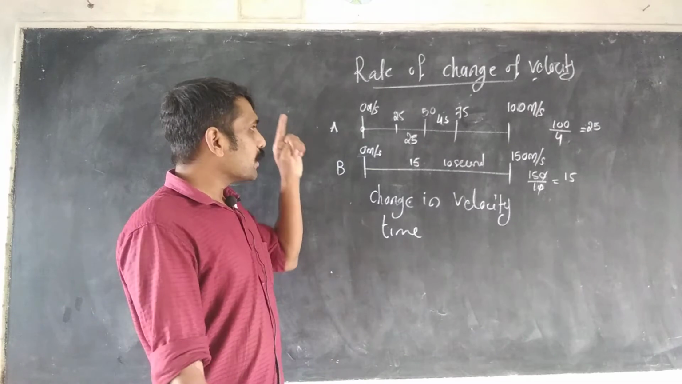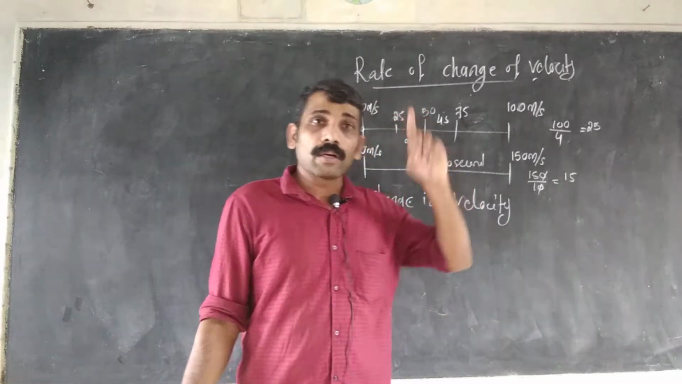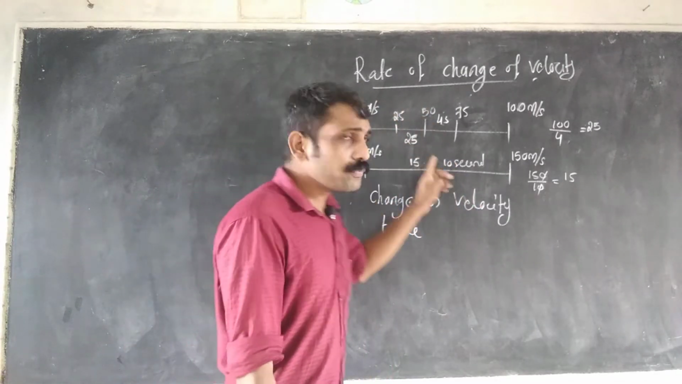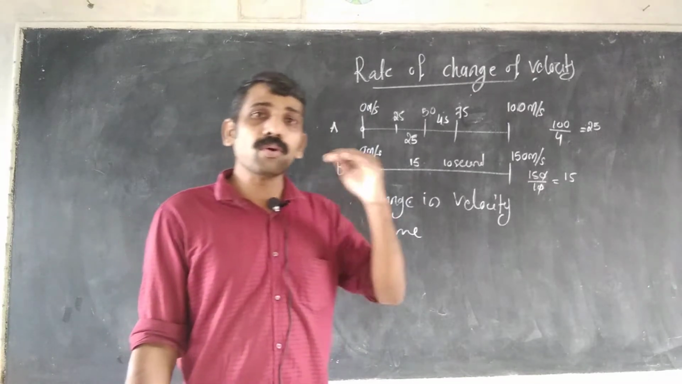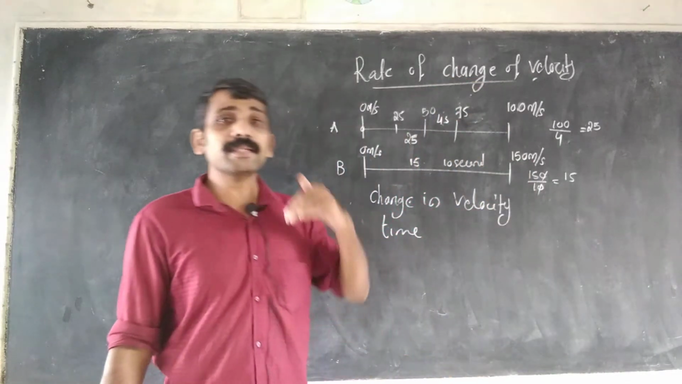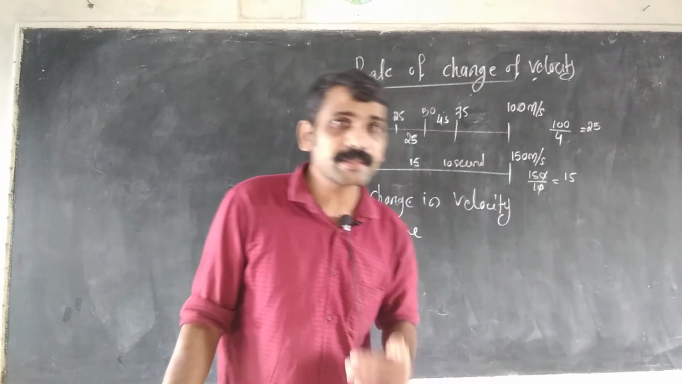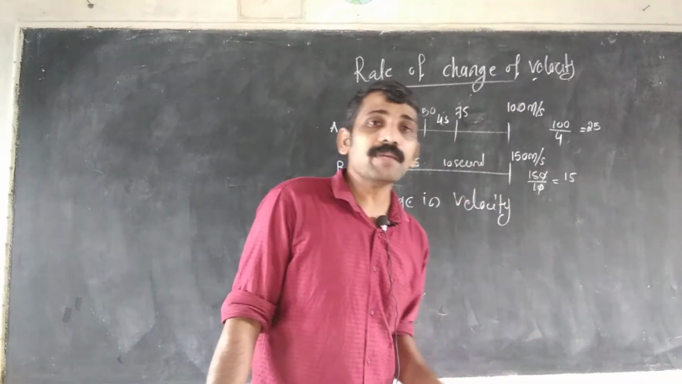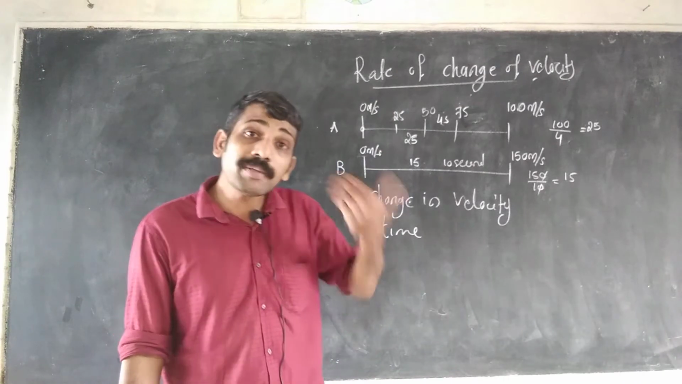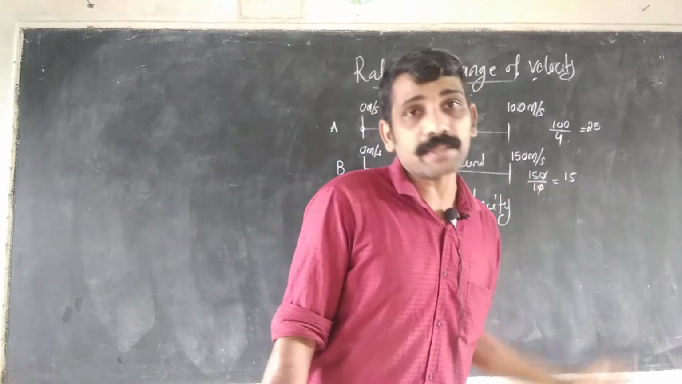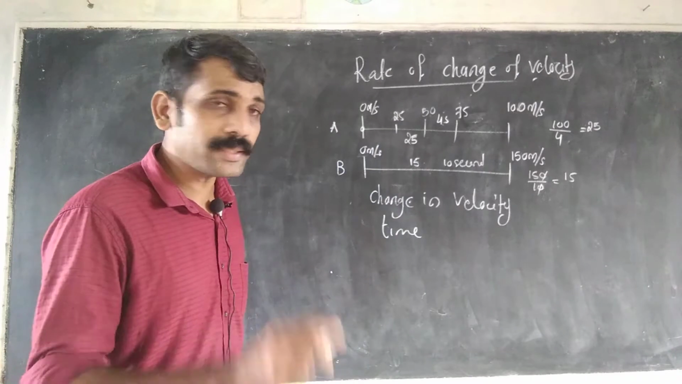So rate of change of velocity, that means who changes fast, who changes slowly, can be found by measuring how much velocity is increased in 1 second.